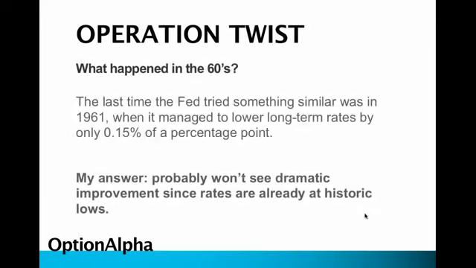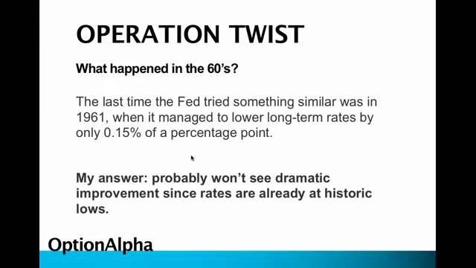So here's the big question, right? What happened in the 60s? Is this thing going to be successful or not? Well, the last time the Fed tried this was in 1961, and the policy and the program actually came out in 60, and it only managed to lower long-term rates by 15 basis points. So again, it didn't have a dramatic impact.